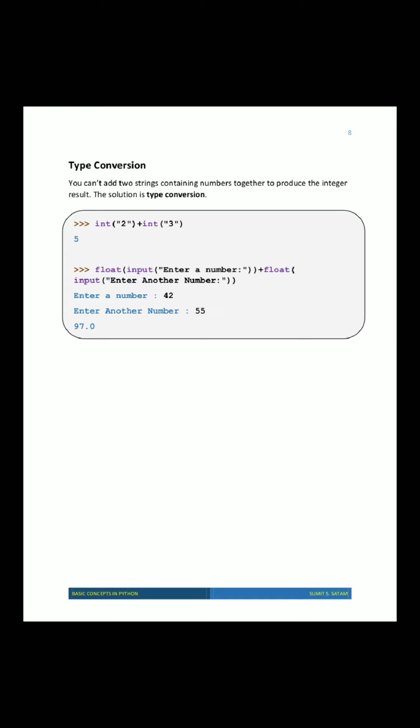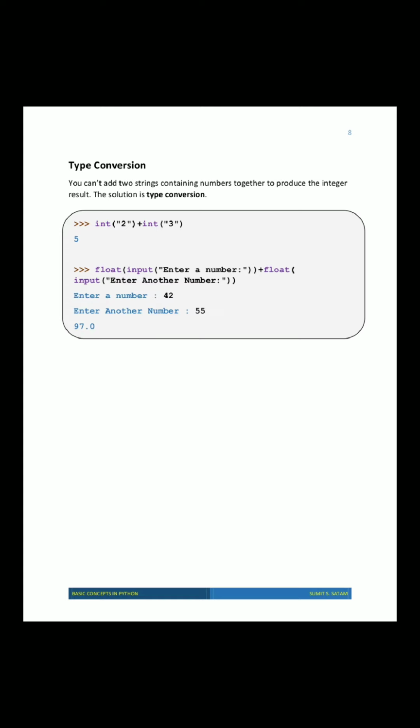We have used the int function. This int function is available in the Python library. It is already available. We don't have to create it again. So int in the bracket we have written 2 as a string, plus int in the bracket 3 as another string. So this is going to internally convert this string 2 and 3 into the numbers 2 and 3. When they are converted into integers, then we can add them. So 2 plus 3 will give us 5.